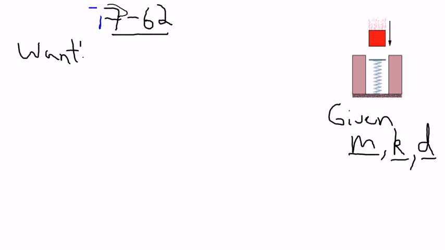And then what we're asked for: in part A, we're asked to determine what the work done is by gravity. In part B, we're asked to determine what the work done by the spring is.